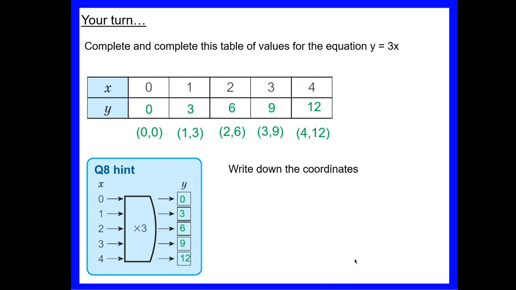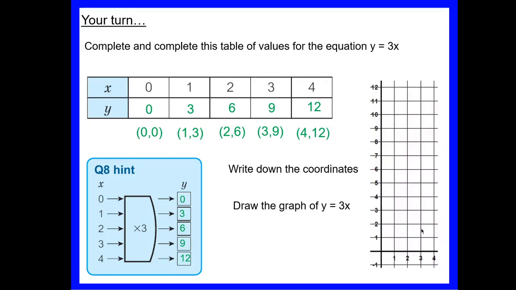Okay, now that we've got those coordinates, then we can draw our graph. So again, x needs to go from 0 to 4 at least, and y from 0 to 12 at least. So we've got some axes here, our x-axis from 0 to 4, and our y-axis from 0 to 12. And we plot our coordinates carefully onto our graph. There we are. Finally then, we join them with a straight line and we label the equation of the line.